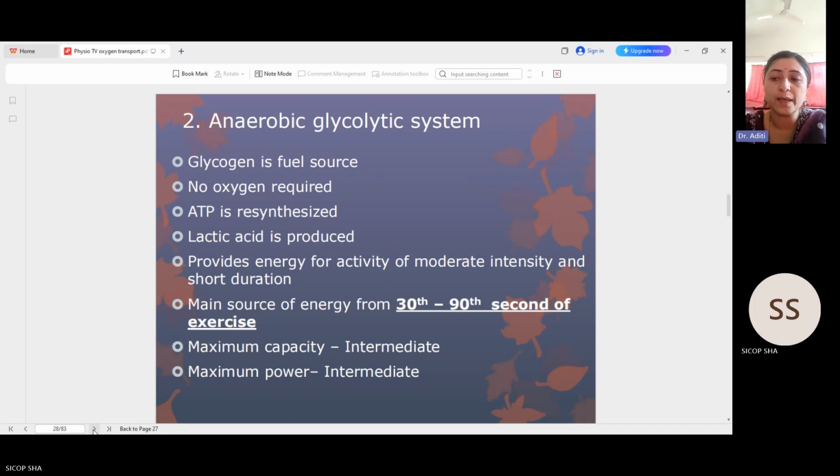So ATP-PCR contributed to short duration activity but high intensity. The anaerobic glycolytic system will contribute towards short duration activity but with moderate intensity. It is a main source of energy from the 30th second to the 90th second of exercise. So the first 20 to 30 seconds it is ATP-PCR, and then from the 30th second till the 90th second or so, like 1 to 1.5 minutes, it is more of the anaerobic glycolytic system. Here the maximum capacity is intermediate and the maximum power generated is also intermediate.